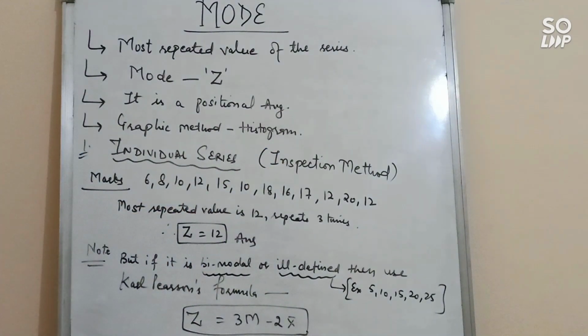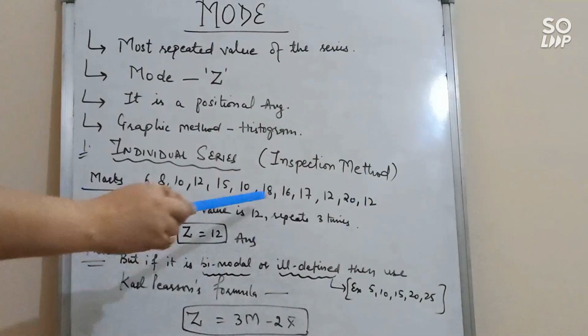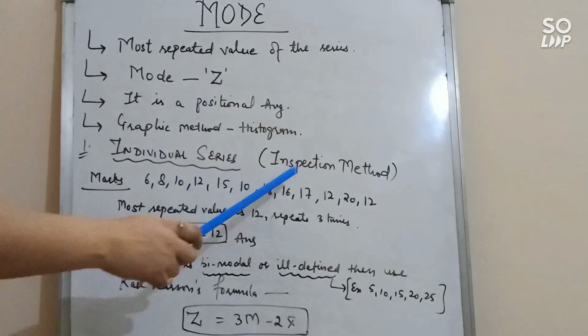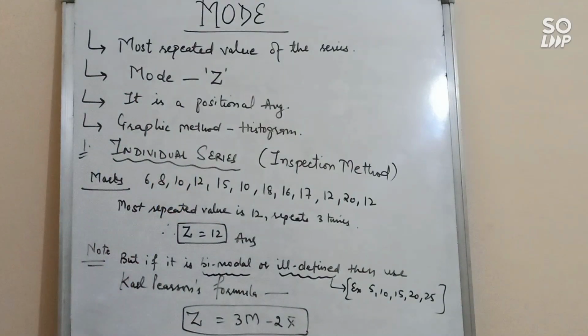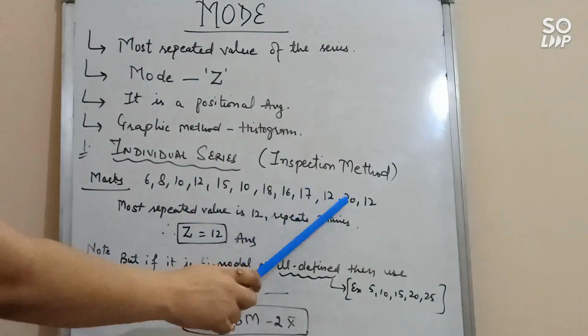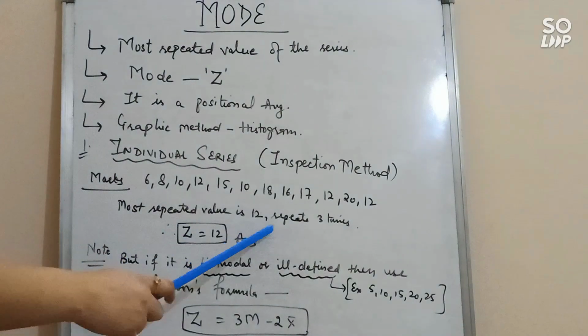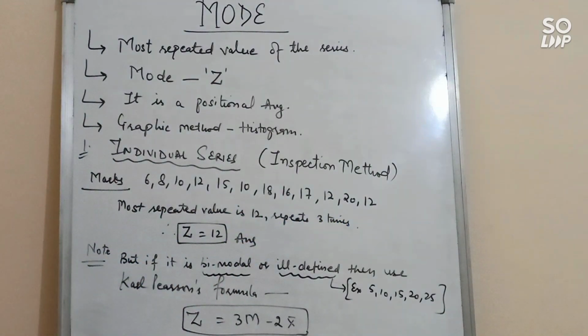Let's take one example. Individual series is a series in which x variable is given, so marks of some students are given. We will check which value repeats maximum time. We can see 10 is repeating 2 times. 12 is repeating 1, 2, 3 times. And there is no other value which repeats 3 times or more. So the most repeated value is 12, which repeats 3 times. Therefore mode is equal to 12. So it's very simple to find mode in individual series. The most repeated value is mode.